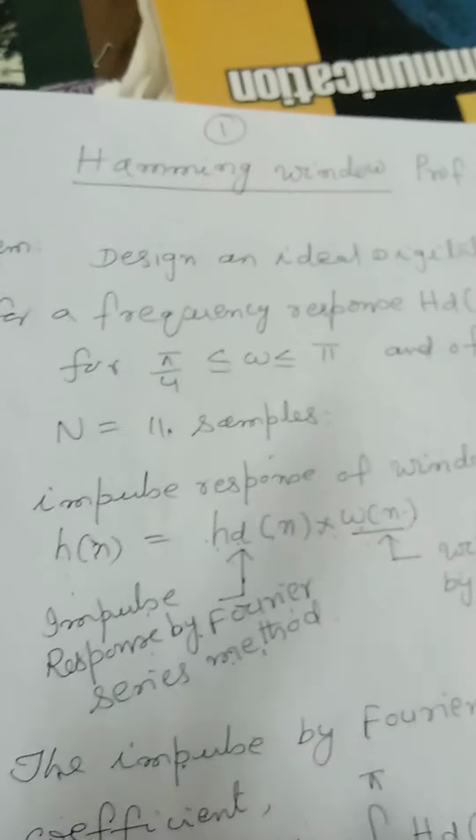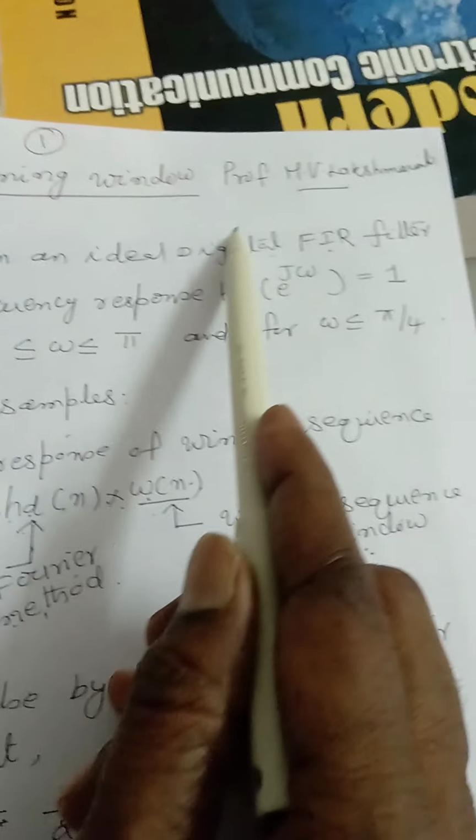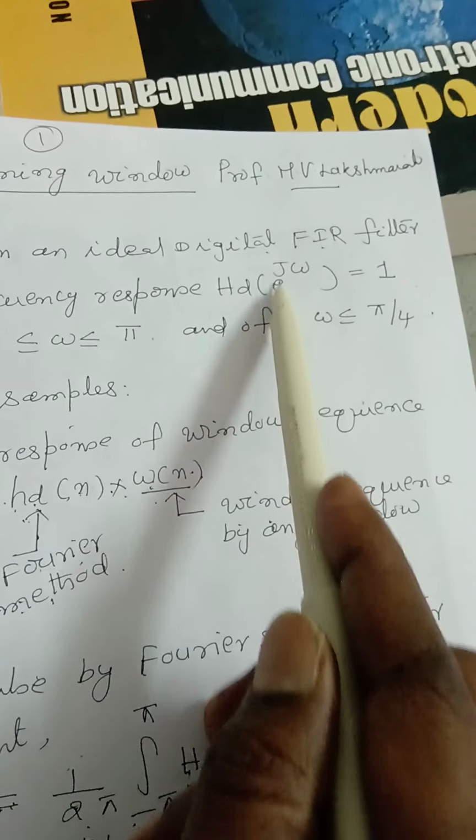Now let us start the problem. Please listen carefully. Step by step we will follow. Thank you. Now let us start. Hamming window problem. The given HD of e to the power of j omega is equal to 1.